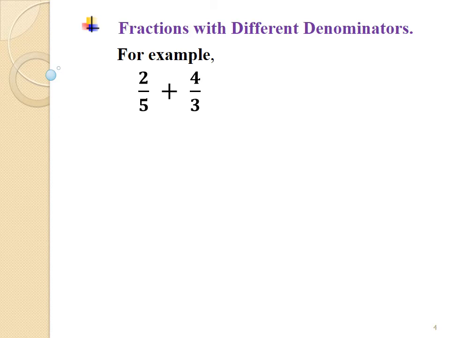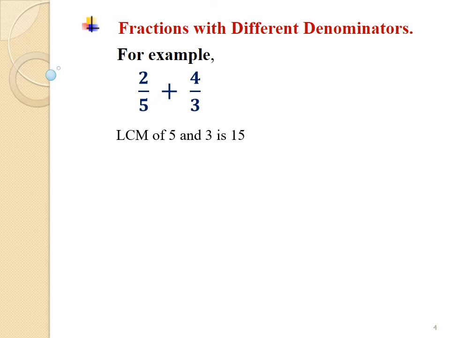Now, case 2. Fractions with different denominators. For example, 2 upon 5 plus 4 upon 3. Students, look at the denominators. Denominators are not same. So, we have to find out the LCM of given denominators 5 and 3. Thus, LCM of 5 and 3 is 15. Students, now we have to find out equivalent fractions of 2 upon 5 and 4 upon 3 with denominator 15.